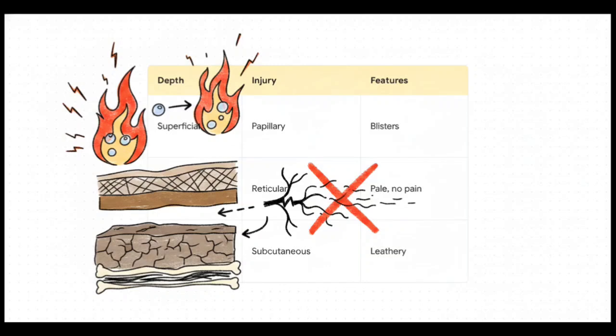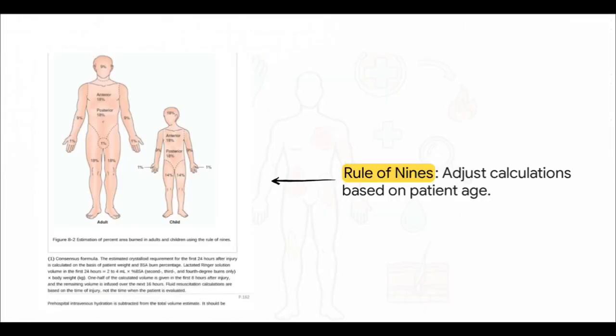But look at deep partial and full thickness burns. These go deep into the reticular dermis, fat, fascia, or even bone. The key takeaway here is that they are classically painless and insensate. Why? Because the heat literally destroyed the nerve endings. Moving on, we calculate the extent of the injury using the rule of nines.